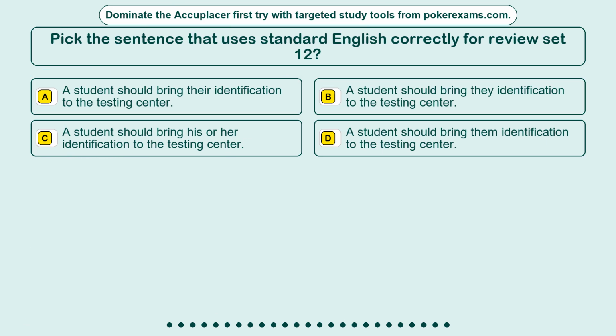Question 20. Pick the sentence that uses standard English correctly for review set 12. Option A. A student should bring their identification to the testing center. Option B. A student should bring the identification to the testing center. Option C. A student should bring his or her identification to the testing center. Option D. A student should bring them identification to the testing center.